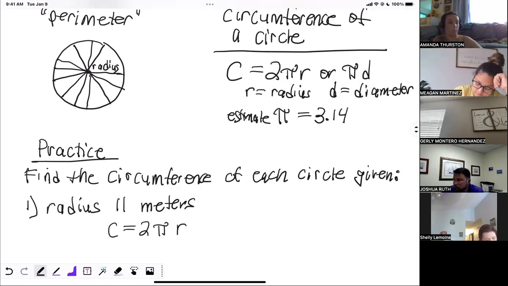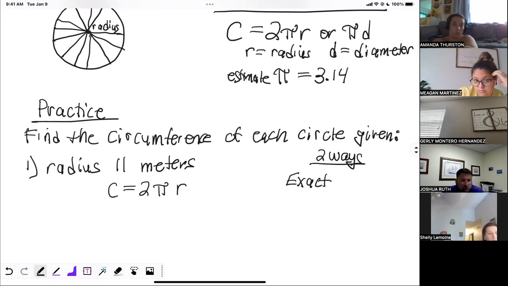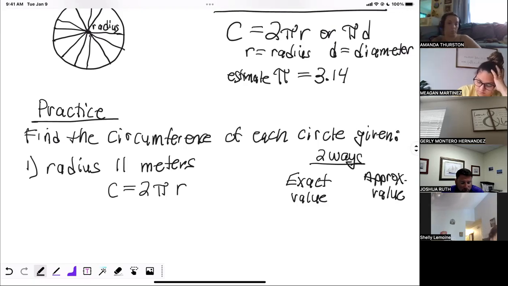Now, we're going to do it two ways. I want the exact answer, and I want the approximate value. It depends on what they ask you on your homework, which way to answer it. So you have to look for two words: exact value and approximate value. We're going to do both for all of them, so we can practice both.